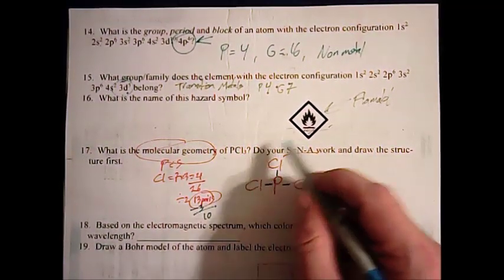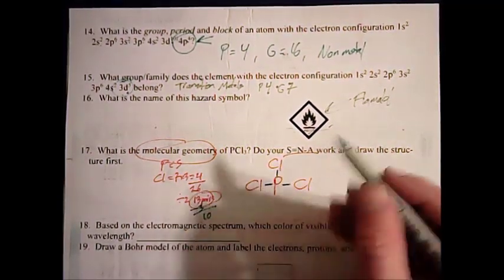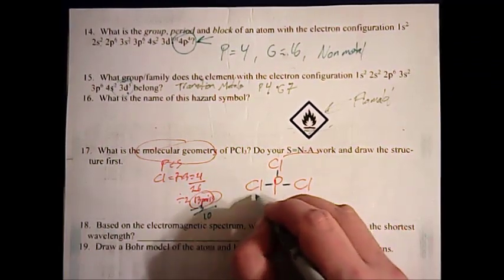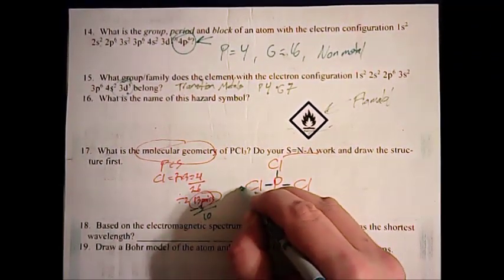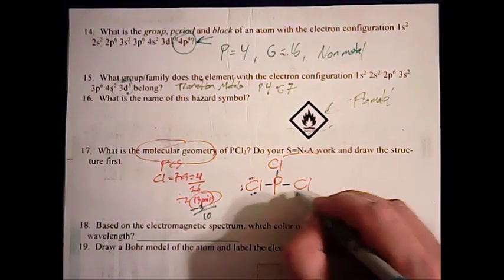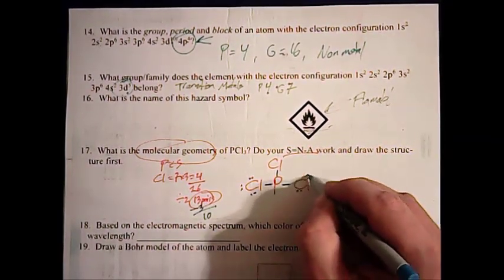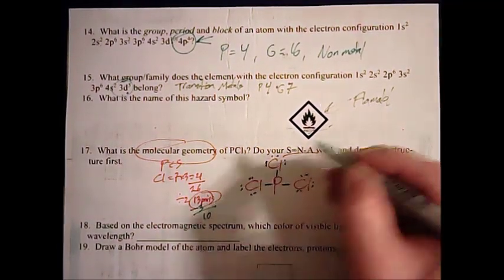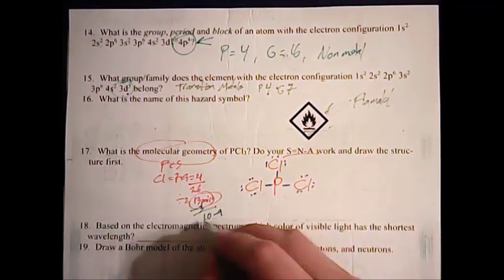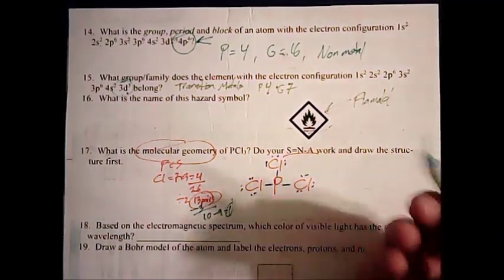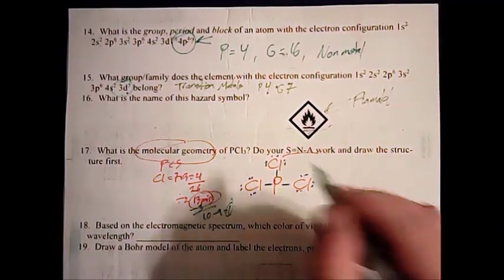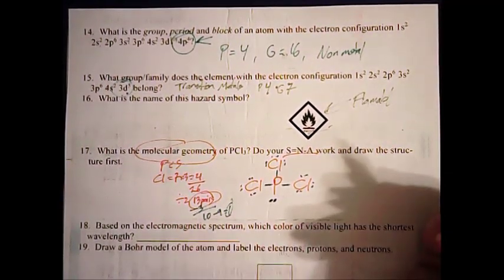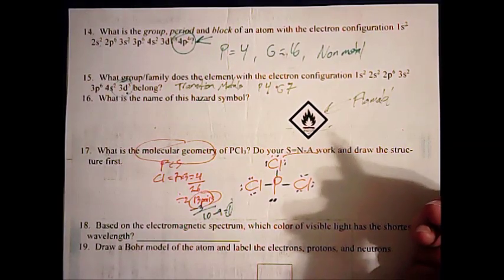Next, I'm going to put 3 around each of the outer atoms, which I can do unless they're hydrogen. Hydrogen, I can't put any electrons on. So 1, 2, 3, 1, 2, 3, 1, 2, 3. So that's 9. So 10 minus 9, that equals 1. So I've got one pair left that I have to do something with. Well, that is going to go on the central atom, phosphorus.